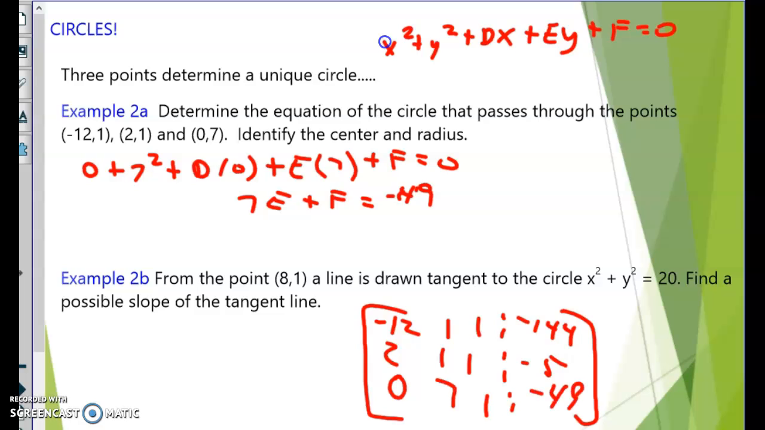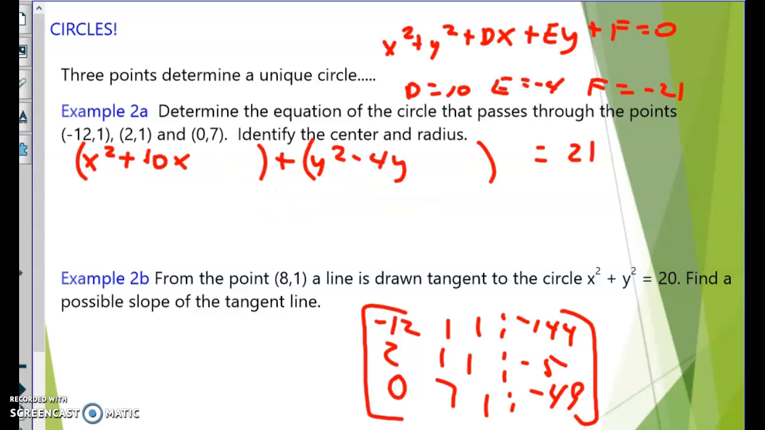So what I'm going to do now is pause and get these answers by doing it on a piece of scratch paper, and you can do it too. Simplify it in row echelon form and then solve. And let me do that. So I solved it, and I got that d was equal to 10, e was equal to negative 4, and f is equal to negative 21.